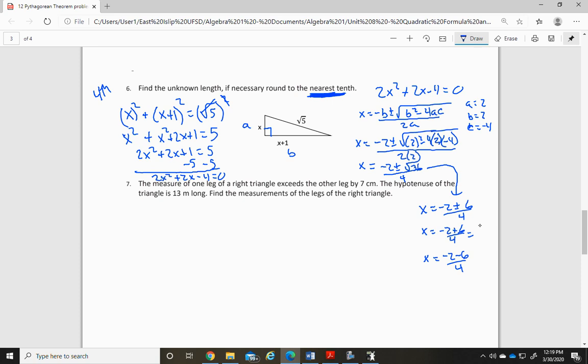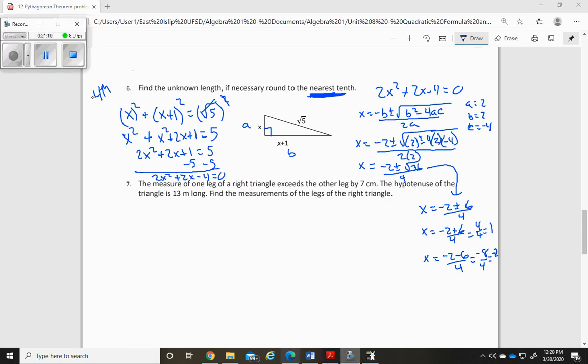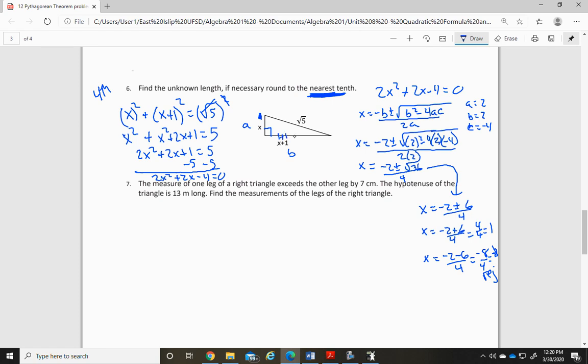So negative 2 plus 6 over 4, this is 4 over 4, which is 1. This is negative 8 over 4, which is negative 2. So we reject the negative because you can't have negative lengths. So this side must be 1, and this side must be 1 plus 1, which is 2. So what that means is it was factorable.